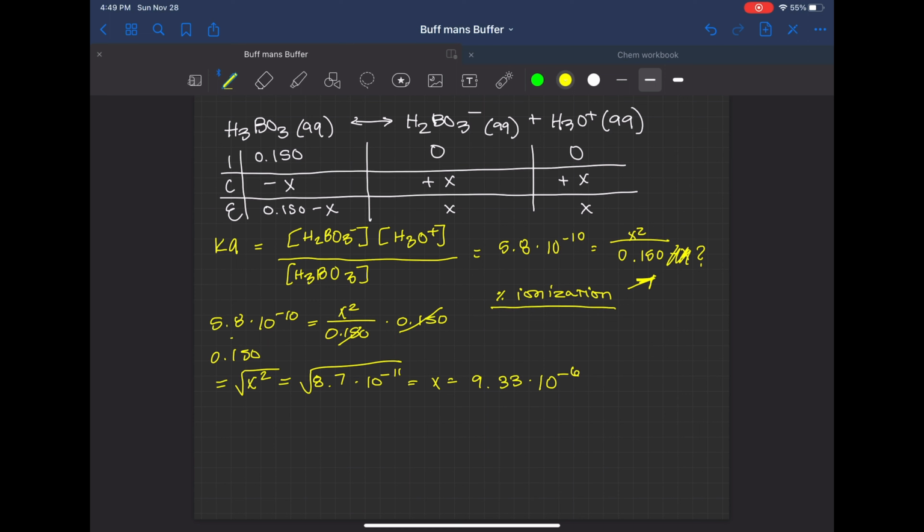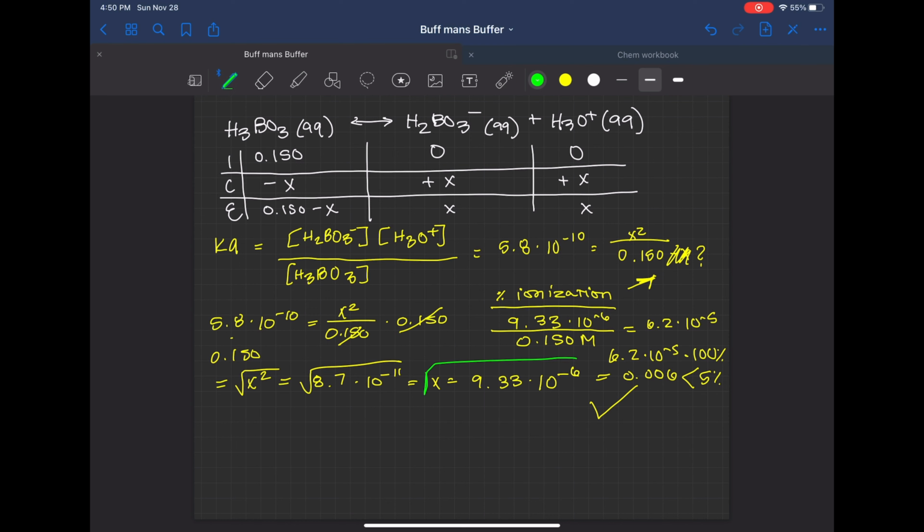Now that we have our x, we can solve for our percent ionization. To do this, we'll put our x value, concentration, 9.33 times 10 to the negative 6, over the molarity of boric acid, which is 0.150 molarity, and that equals 6.2 times 10 to the negative 5th, which is a very small number. And even when we do the percent conversion times 100, it'll still be less than 5%. So we can get rid of that x value in the denominator.